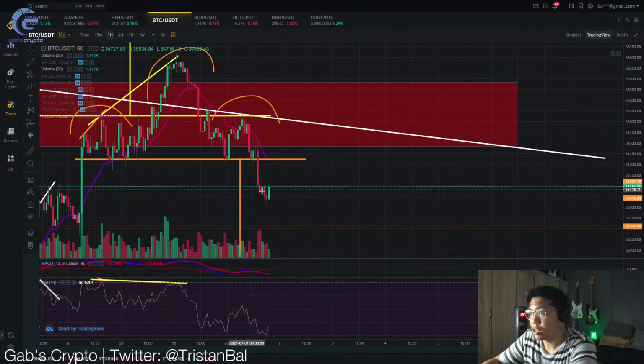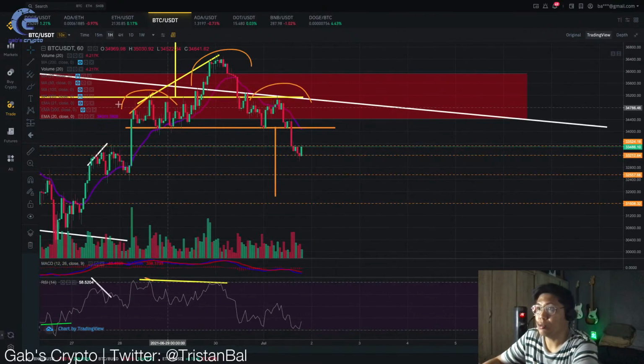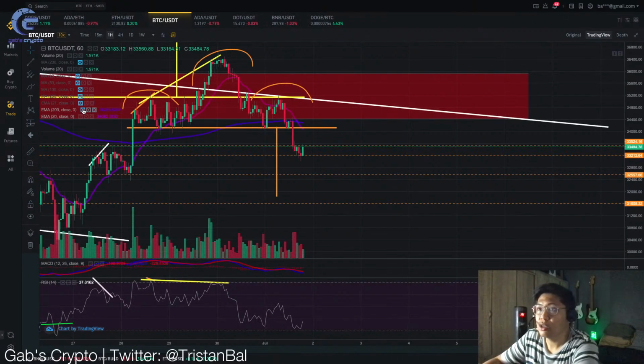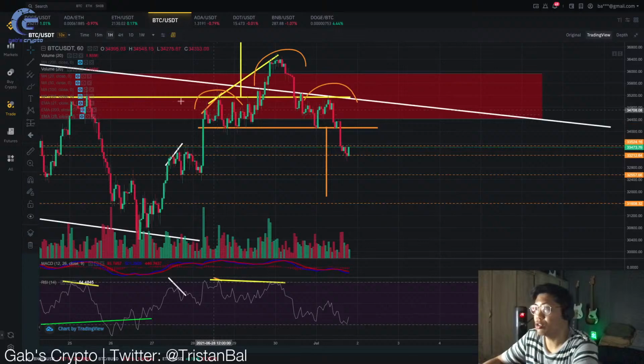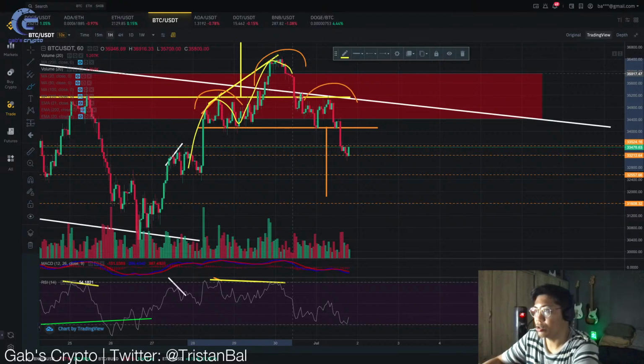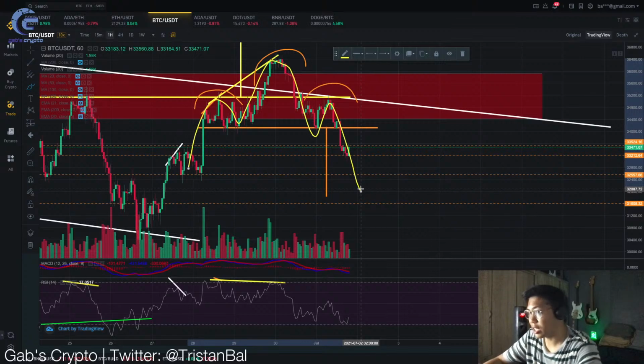So let's look at the Bitcoin short term. So recently, I actually gave you a signal na meron tayong head and shoulders pattern. So head and shoulders pattern is traditionally a trend reversal to the downside. So ayan o, head, shoulder, head, shoulder. So this means this is a movement to the downside.